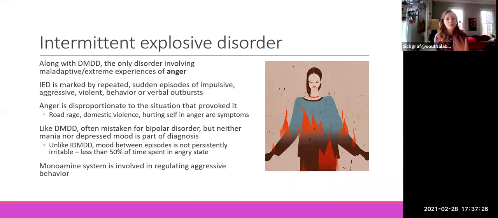Serotonin is the main neurotransmitter that's involved in regulating aggressive behavior. So people with alterations in the monoamine system that make them prone to depression and mania are also prone to these disorders of inappropriate extreme anger.